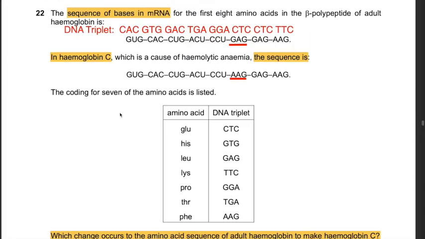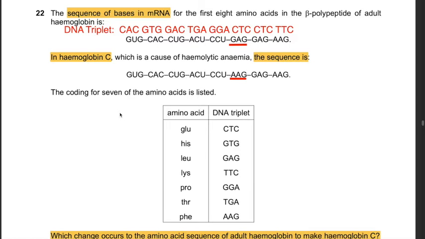Question 22. The sequence of bases in mRNA for the first 8 amino acids in the beta polypeptide of adult hemoglobin is shown. In hemoglobin C, which is a cause of hemolytic anemia, the sequence is given. The coding for 7 of the amino acids is listed in the given table. Which change occurs to the amino acid sequence of adult hemoglobin to make hemoglobin C? First of all, the sequence of bases is given in the form of mRNA.